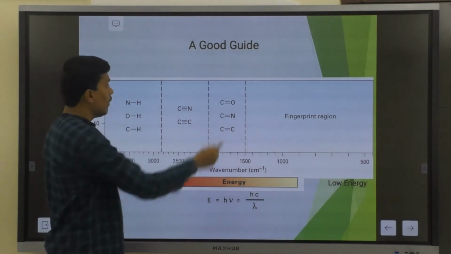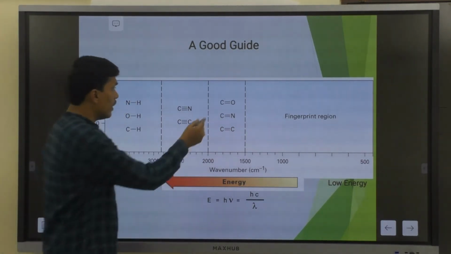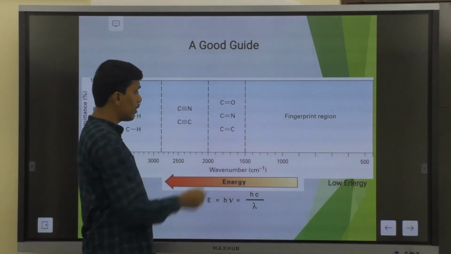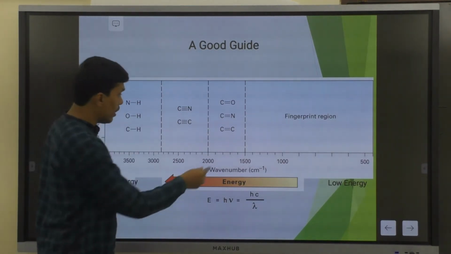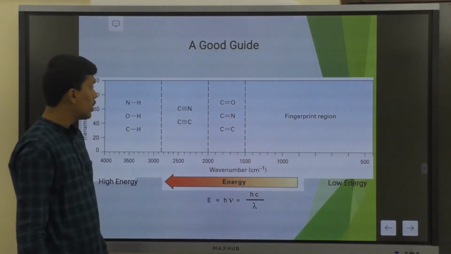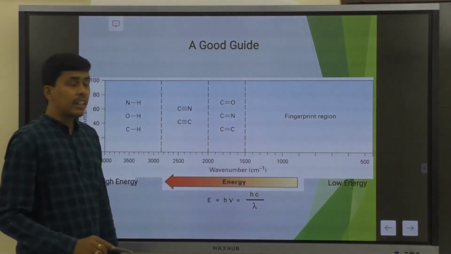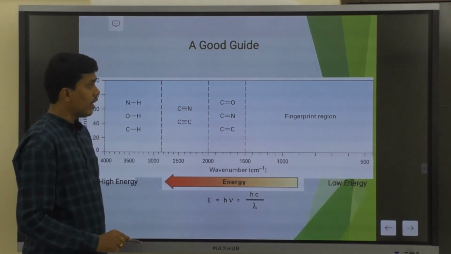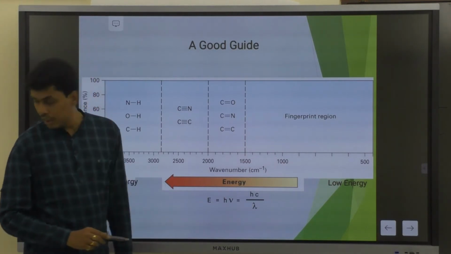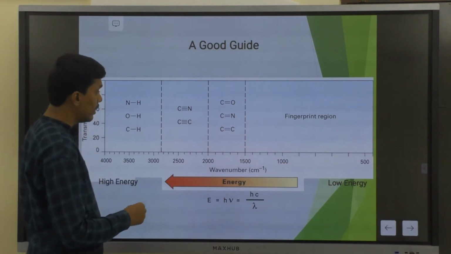This is the alkene range. C double bond O, C double bond N, C double bond C will absorb here. The range is from 1500 to 2000. Generally, less than 1500 centimeter inverse is called the fingerprint region. We will see the importance of the fingerprint region later.